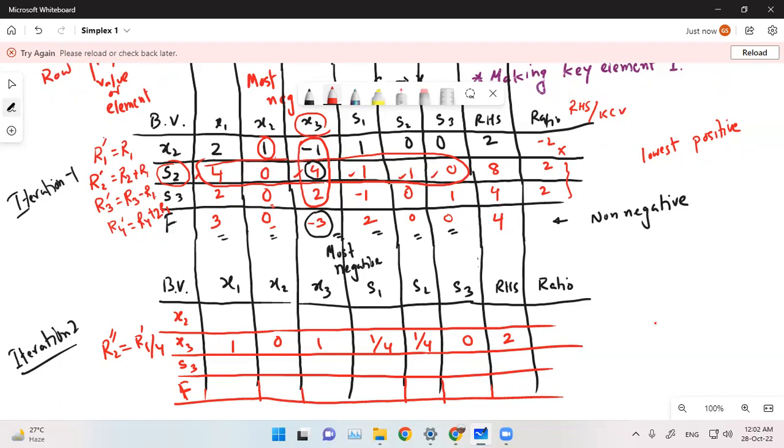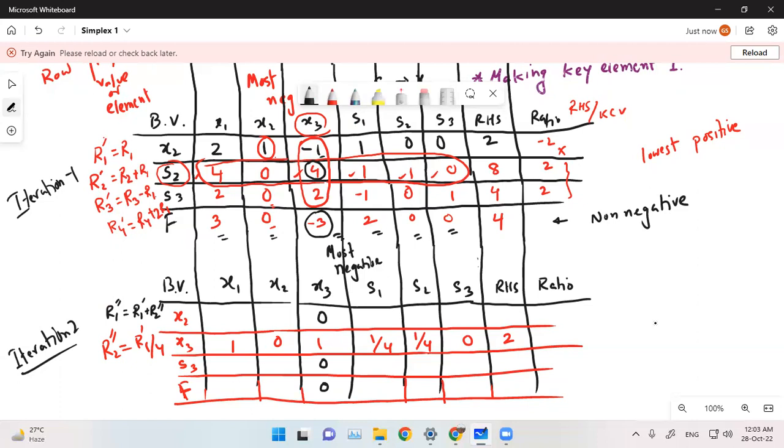Okay, so this is your key row. Now, once you have this element 1, the rest of the elements of your key column have to be 0. So basically, we have to make this one 0, 0, and 0. And for that, whatever operation we have to do. As you can see here, this value is -1 and our key value is 1. So if you just add those two, basically R1 double prime will be R1 prime plus R2 double prime.